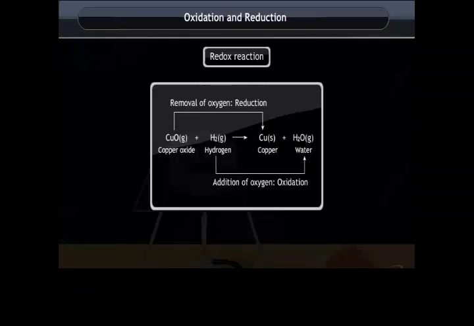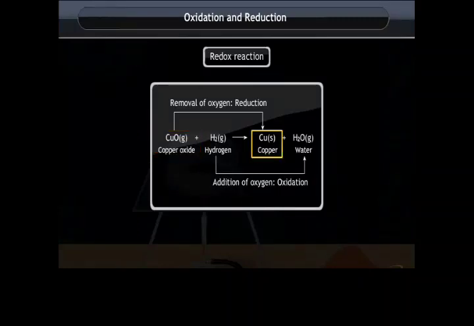The substances that are reduced, that is, provide oxygen or remove hydrogen in course of the reaction, are called oxidizing agents. These substances that are reduced in the process oxidize other chemicals in the reaction. On the other hand, the substances that are oxidized, that is, remove oxygen or provide hydrogen, are called reducing agents.